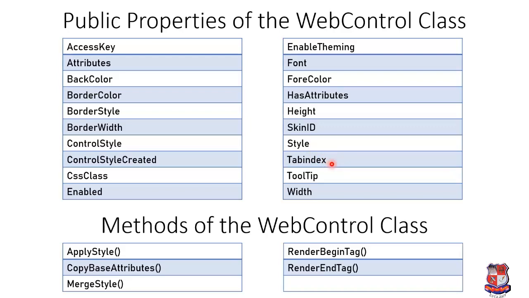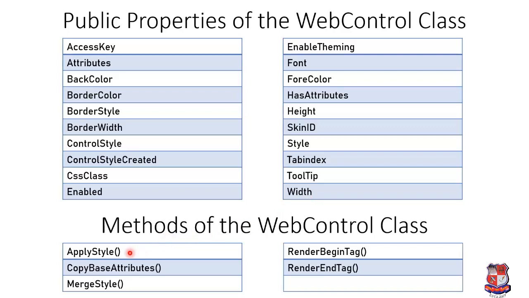Next is TabIndex. It is used to obtain the tab index of the web server control. Next is ToolTip. It is used to obtain the text displayed when the mouse pointer hovers over the web server control. And the last one is Width, which is used to obtain the width of the web server control. Apart from these public properties of the WebControl class, many methods are also available for the WebControl class.